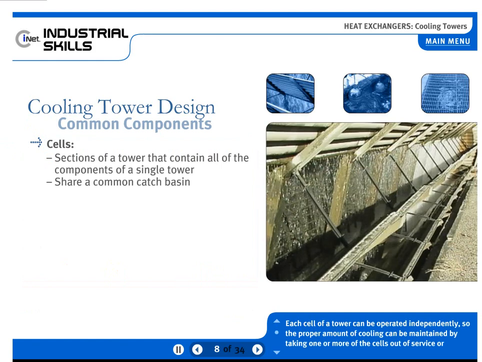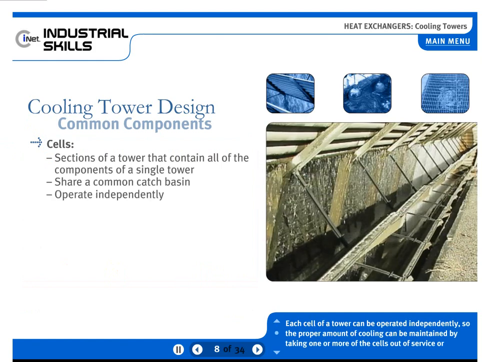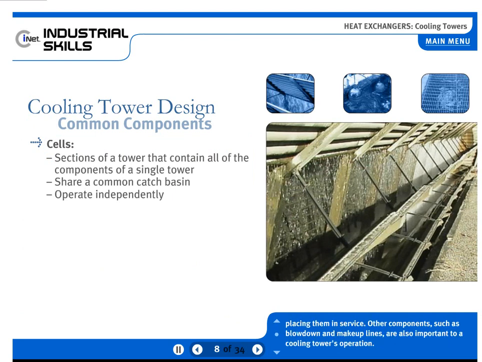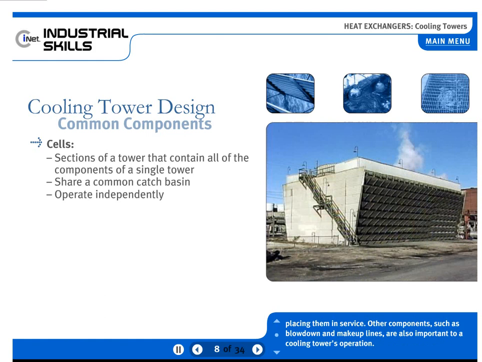Each cell of a tower can be operated independently, so the proper amount of cooling can be maintained by taking one or more of the cells out of service or placing them in service. Other components, such as blowdown and makeup lines, are also important to a cooling tower's operation. These components deal with the condition of the cooling water.